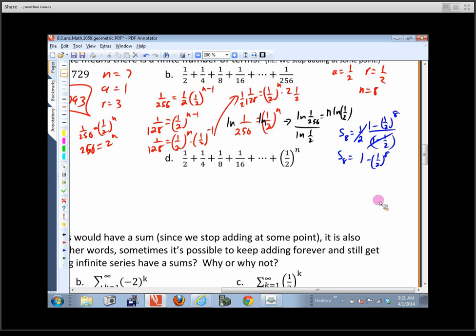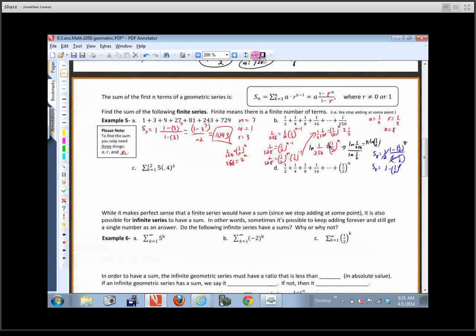Type that into your calculator. You're going to get some point, probably 0.9 something. And you might be able to change it to a fraction. If you hit math, change to a fraction, you should get 255/256. Is that right? Okay. Any questions? Okay. So as long as you can identify those 3 things, you're in good shape.